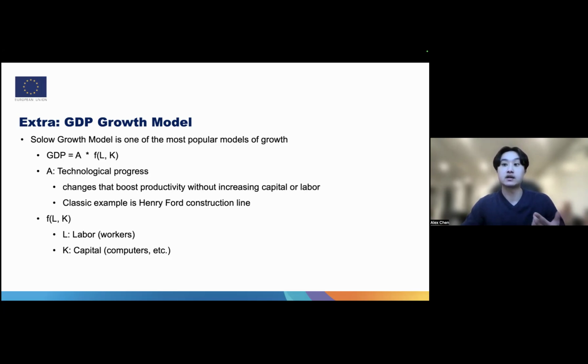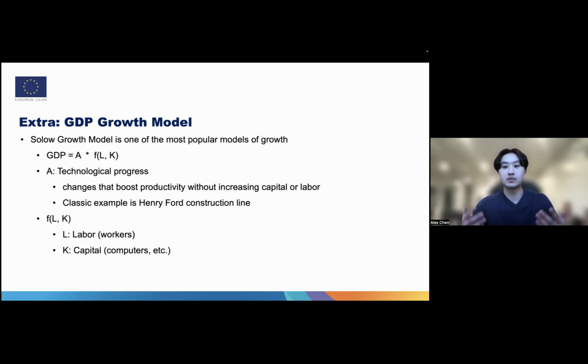So A is technological progress. And so these are changes that boost productivity without increasing capital or labor. So the classic example of this is Henry Ford. And so Henry Ford had a really great idea for his factory of, okay, how do we be more productive? And so he said, okay, we'll have certain people do only one specific part of making that car, right? And so that increased productivity rather than one person doing everything, right? Because over time, people get better at doing the specific thing they're doing, and then everybody's more productive.